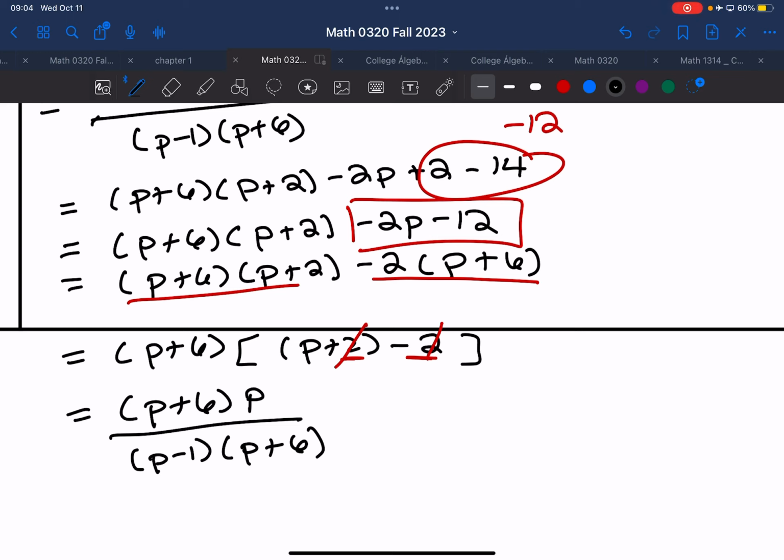Is this my answer, or can I simplify further? Simplify by canceling p plus 6. So I'm left with p over p minus 1. Is this as simplified as it can get? Yes or no? If you say no, why? Okay, remember we can't cancel out the p's because the p on the denominator has a what next to it? A minus 1. So that means this is our answer.